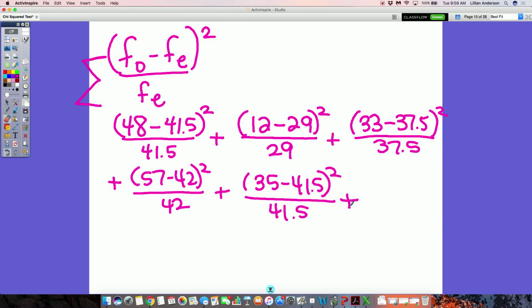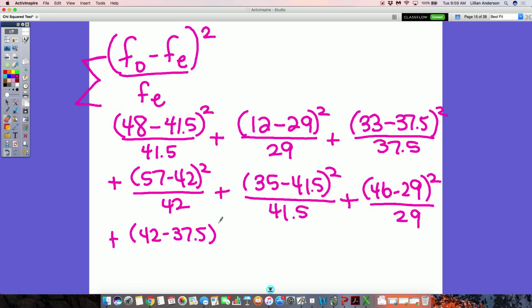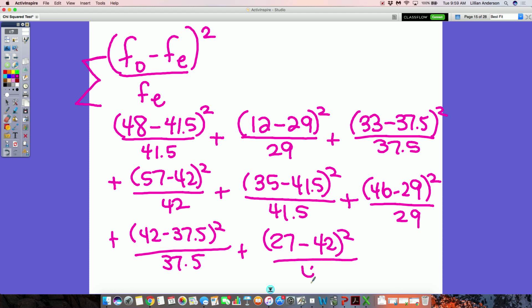What about white shirts for women? 46. I don't know why that many women like white shirts, because of the staining. You can't stand it, and they're see-through. What's the next color? 42. 42 red. So I have 42 minus 37.5 squared over 37.5, plus the last color, 27, minus that from 42. That is the math that goes along with it. If this were an IA, this is what we would have to show. And then we can go to our calculator and type all this in to actually get our number.